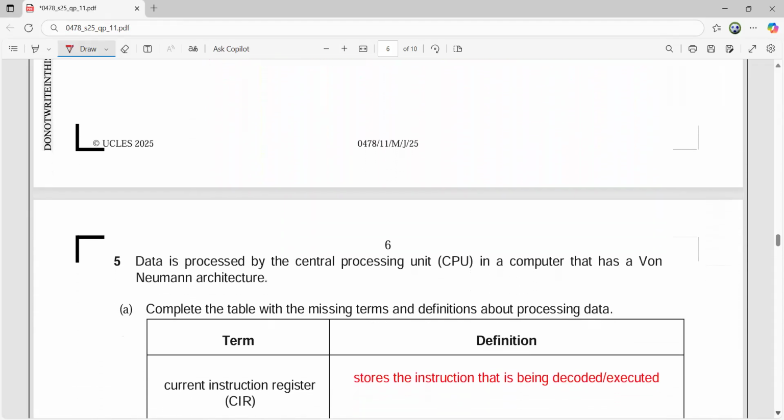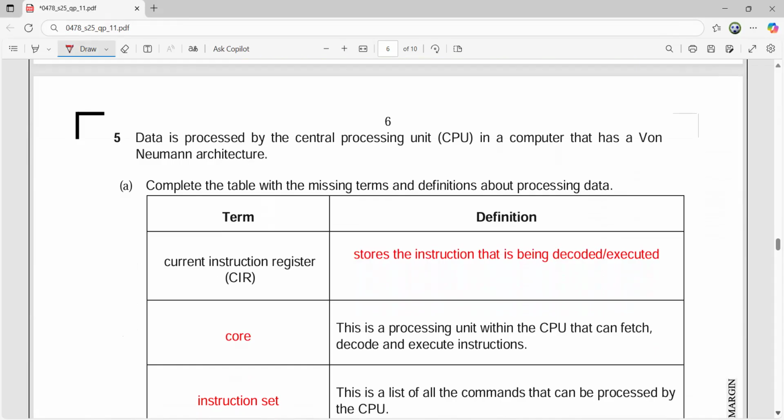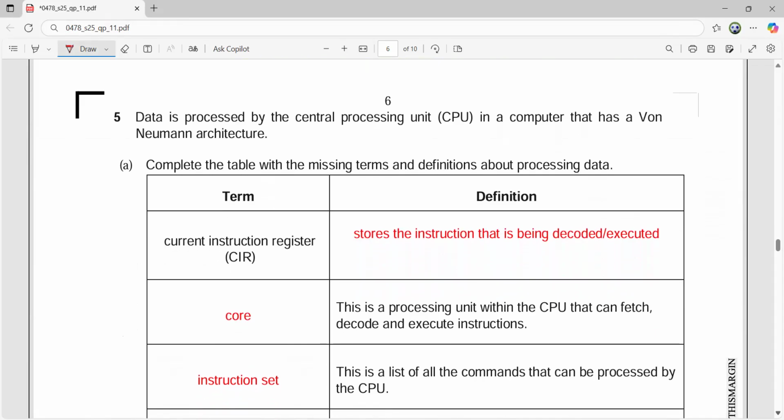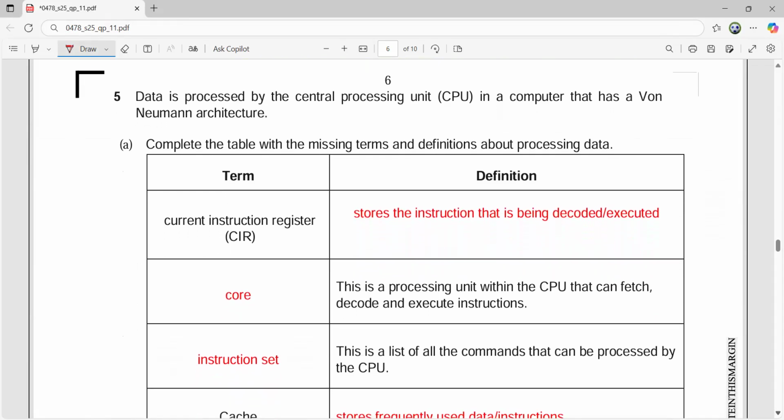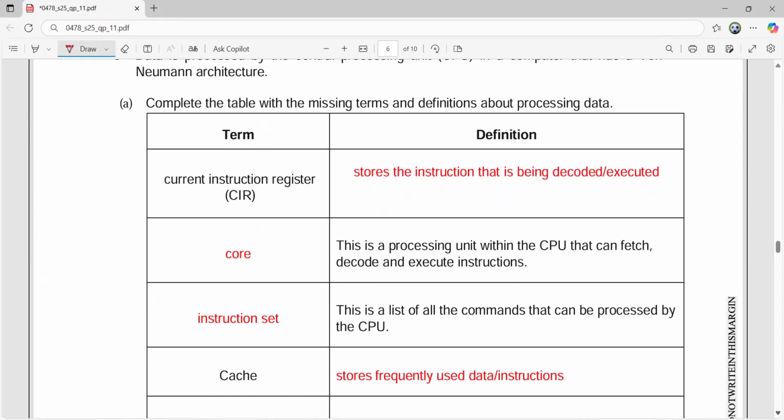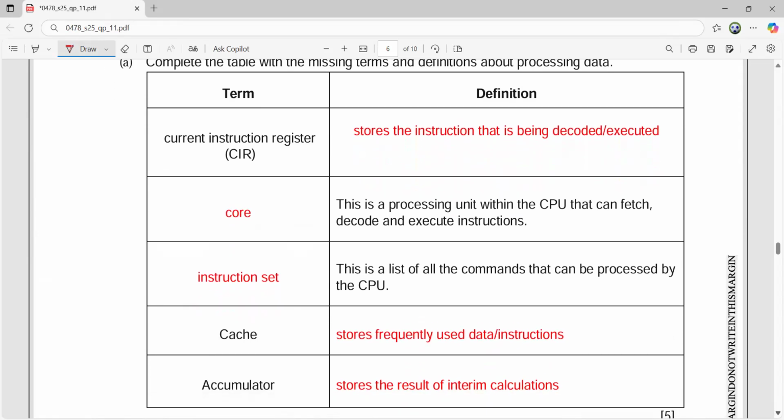Now, question number 5. Data is processed by the CPU in a computer that has a von Neumann architecture. Complete the table with the missing terms and definitions about processing data. Now you can see CIR is given to me and I'm asked to explain what is CIR: it stores the instruction that is being decoded or executed. CIR, current instruction register, as the name implies, is storing the instruction that is being decoded or executed.